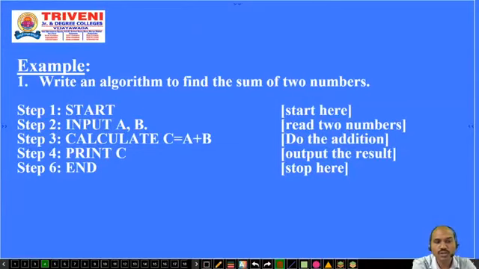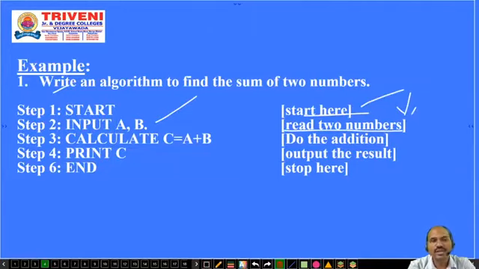What is the first step? The start means the starting statement when you write the program. The next statement is the input statement. The input statements are for reading the two numbers. After completing the start, we go to reading the numbers. For this program, sum of two numbers, we are reading the two numbers.